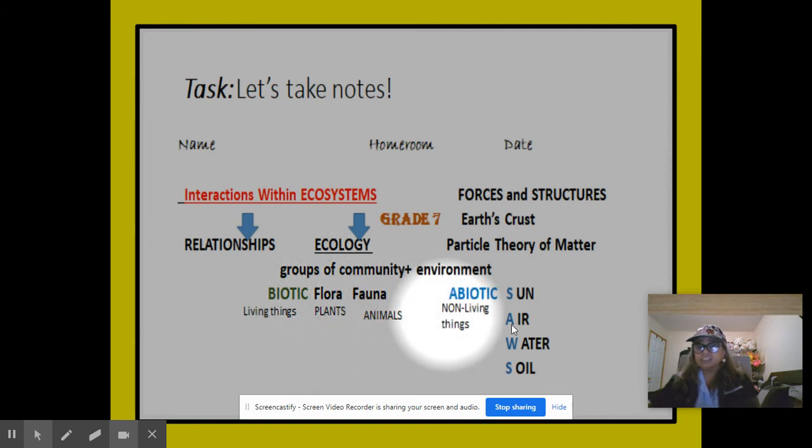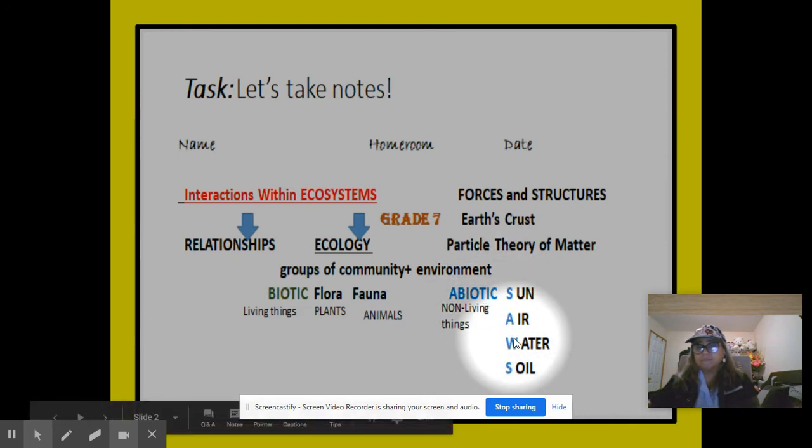Abiotic or non living things would be this. So remember the acronym SAWS. S for sun, A for air, W for water, S for soil.